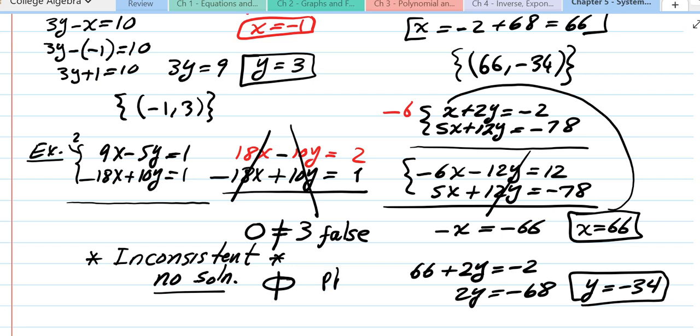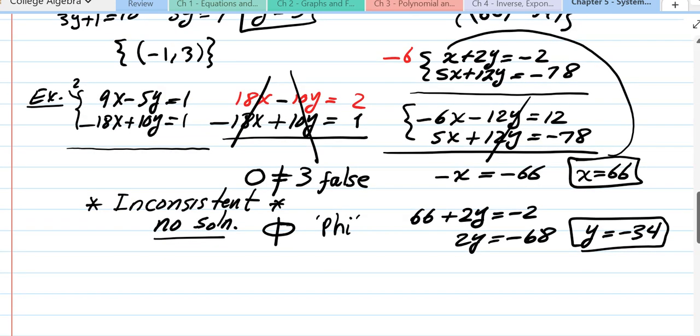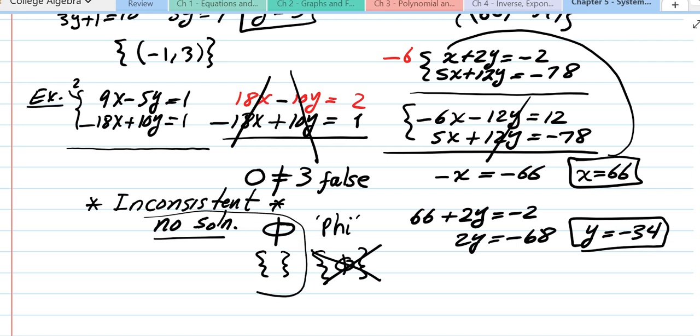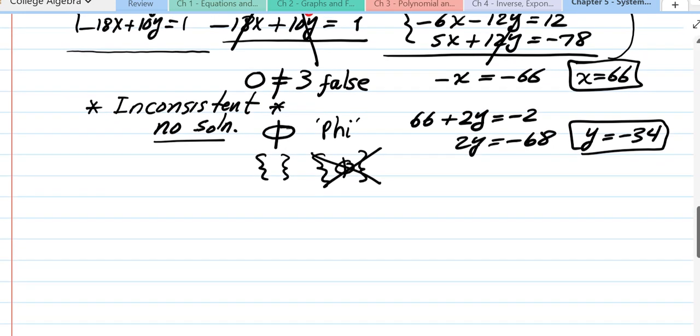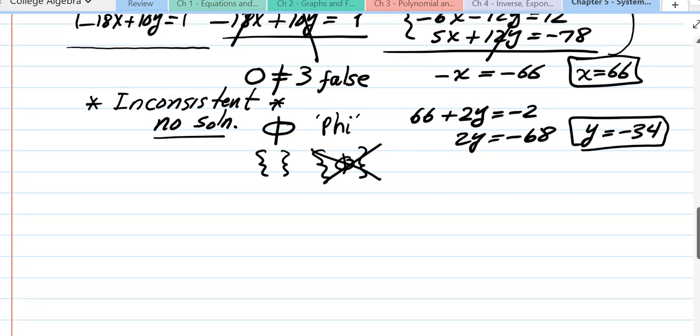So we use this Greek letter phi to indicate symbolically that there is no solution. Some people write it as a solution set with nothing in it. Now be careful, don't do this. There's actually an element now in the set, so don't write it like that. Any one of these would be good for us. And you just observed an example of a system that was inconsistent, no solution.